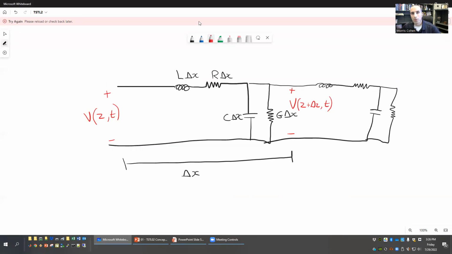But we're not done with just voltage. We also have to have some current, so let's define that as well. The current in this branch right here, we're going to call that I at location Z and time t. And in this branch, we will have I at location Z plus delta Z and time t. All right, good. So we're all set to go. What we would like to do is find relationships for how the voltage and currents in the next branch, Z plus delta Z, relate to the voltage and currents in the previous branch.